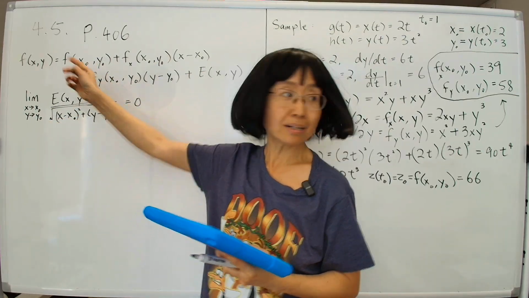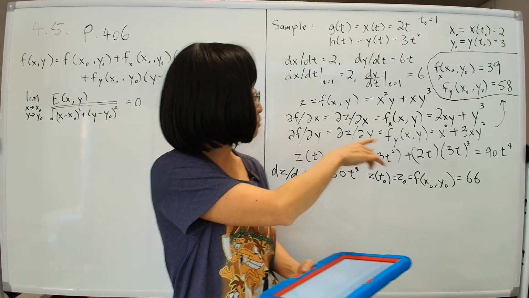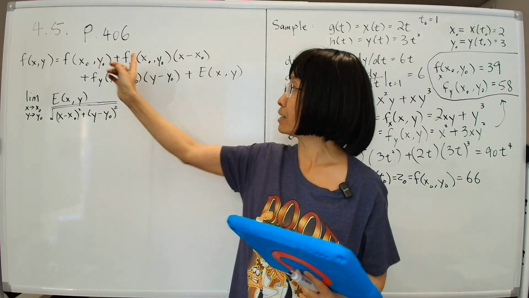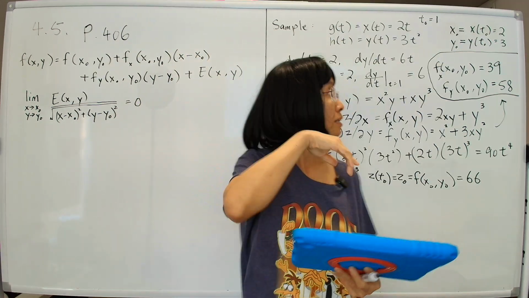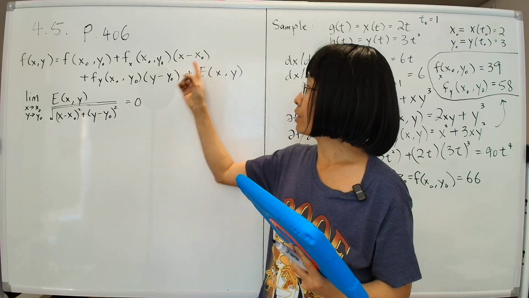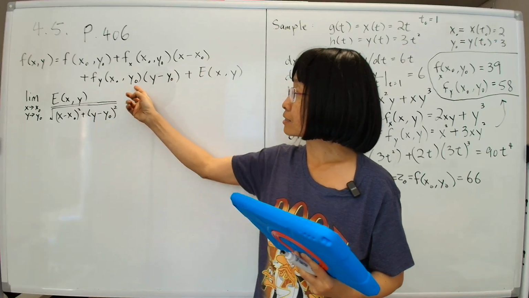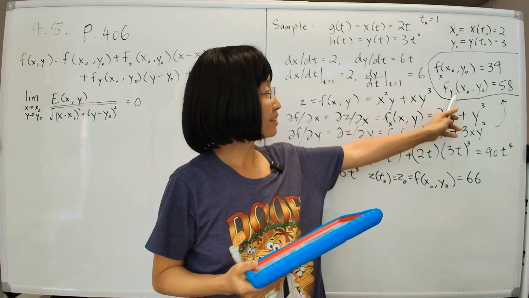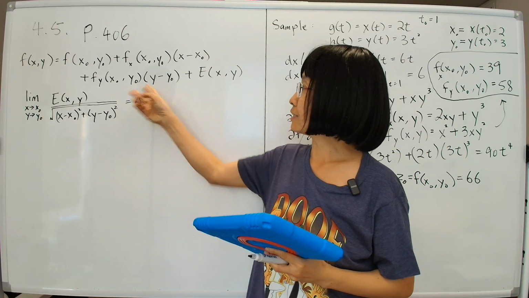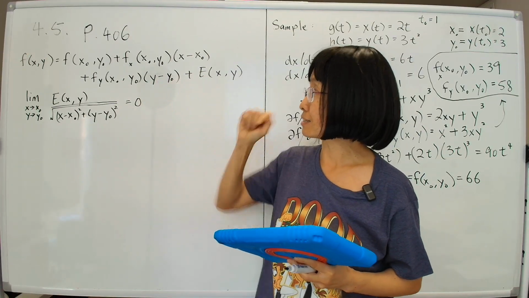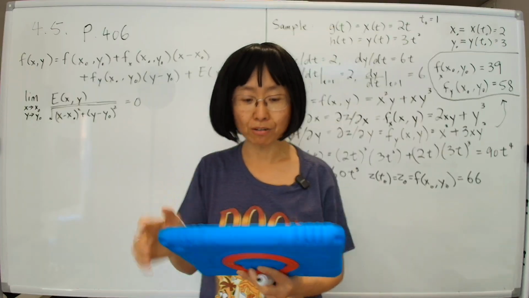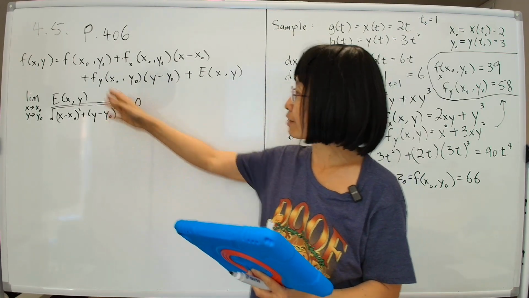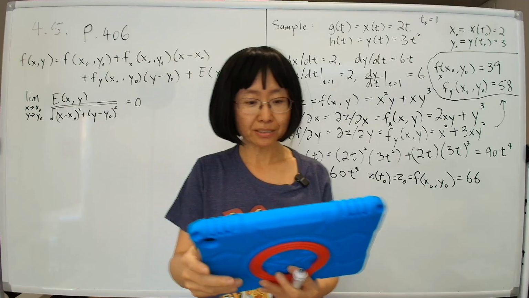So that's what we're trying to do here. This is a number, which is right here. So we have a number times x minus x0, which is 2 in our example. And then this is another similar number, fy, that you can calculate, and then multiply by y minus y0. And eventually, we end up with something called e, and we have to prove that this limit approaches 0.